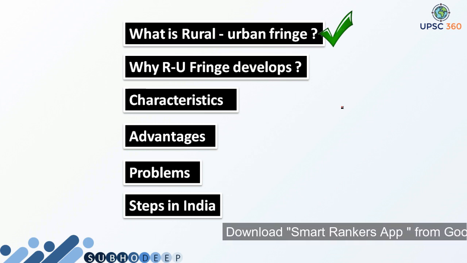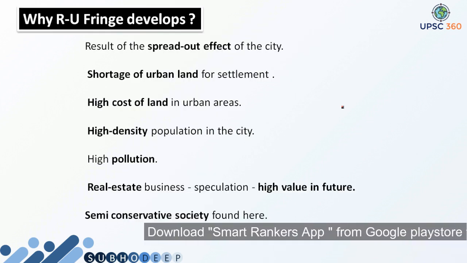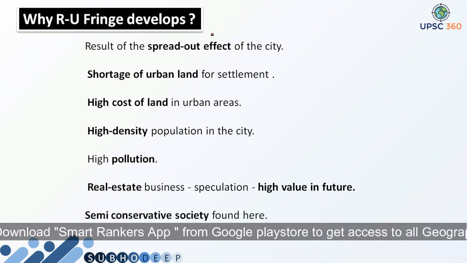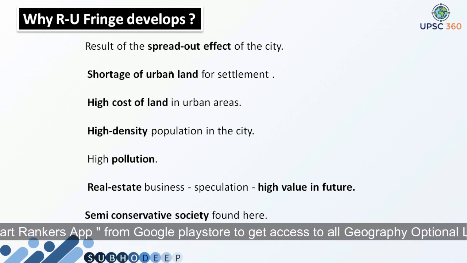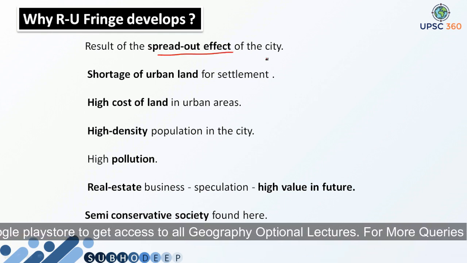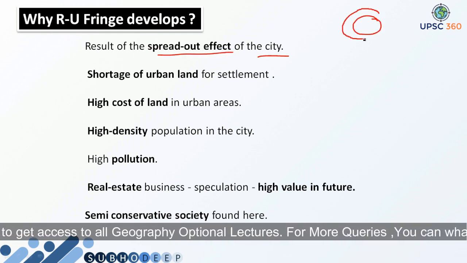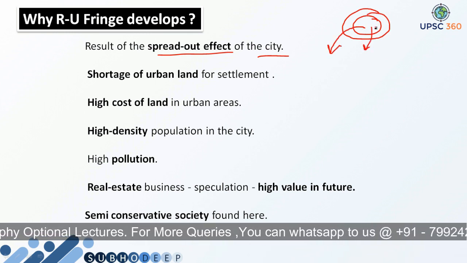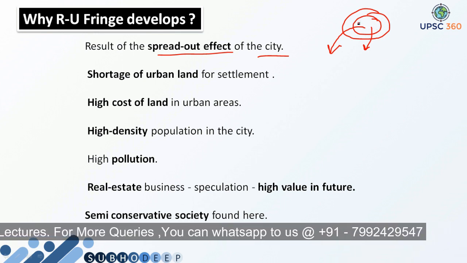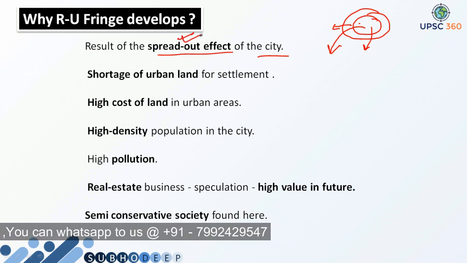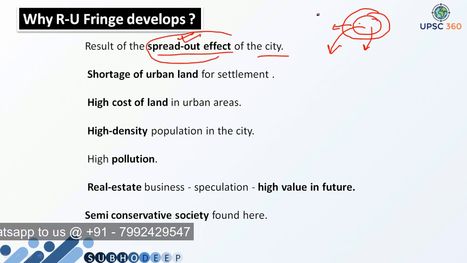Now let's jump on to why this rural urban fringe mainly develops. Again, we have seen the basic characteristics, but let's delve into a few deeper reasons. See, the first reason is that it is a result of the spread out effect of the city. As I've already said, in the urban region and suburban region, it is becoming very much costlier to live, and of course urbanization is also happening. So automatically the middle class will try to shift outward. That is the result of the spread out effect of the main city, due to which the rural urban fringe region develops.